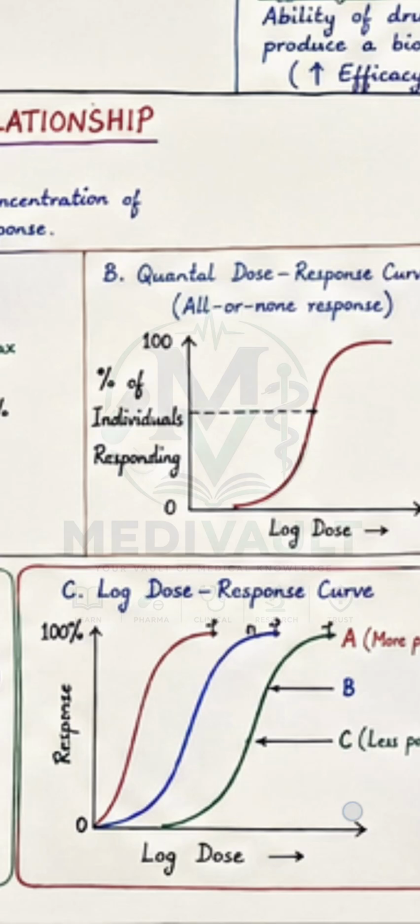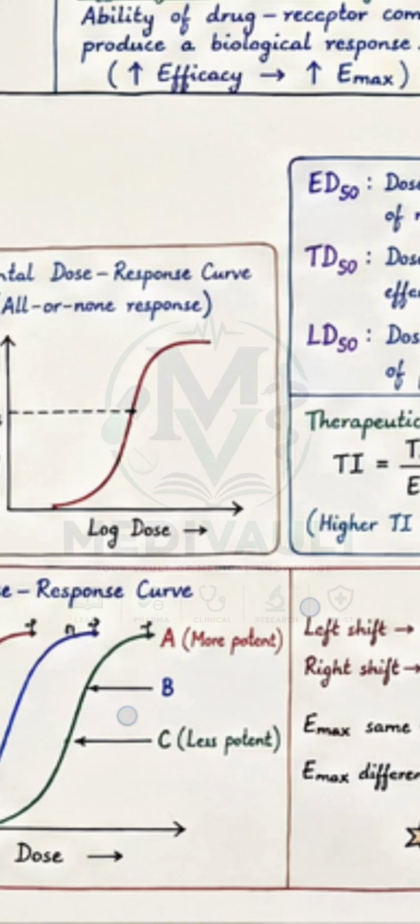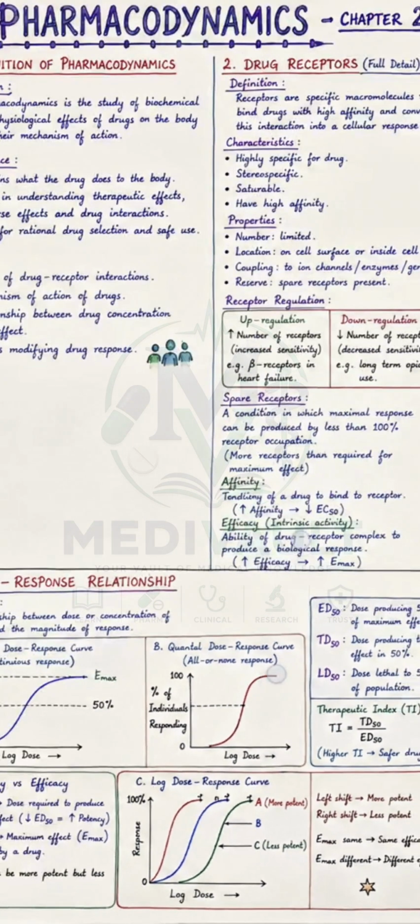And when there are three drugs, for example, one is red, the second is blue, and the third is green. These three drugs will produce an effect, and the curve is obtained when the first drug has high potency, the second is less, and the third is the least potent drug. And in case of efficacy, the graph should not be like that.